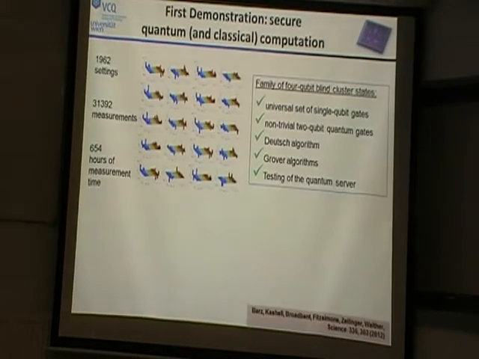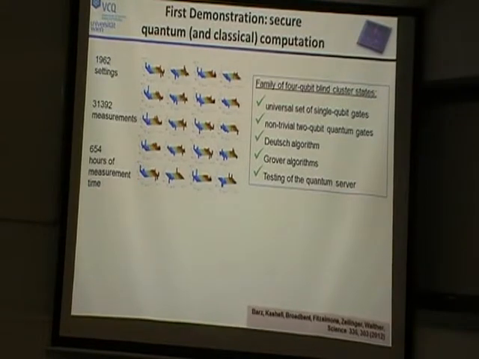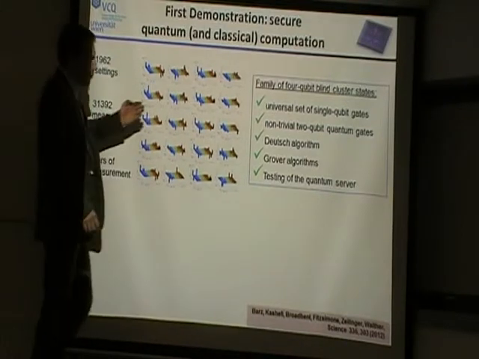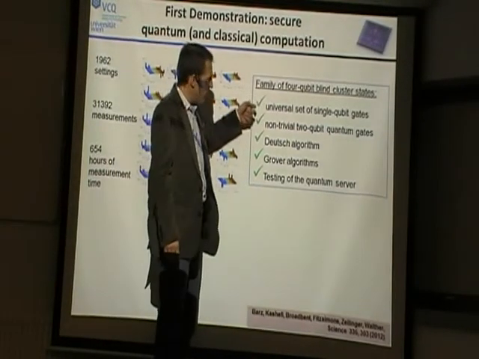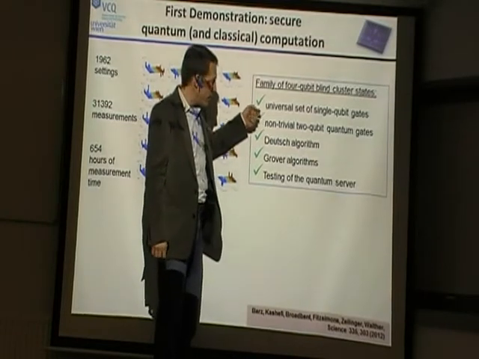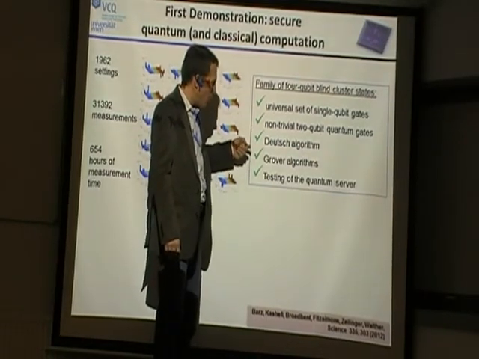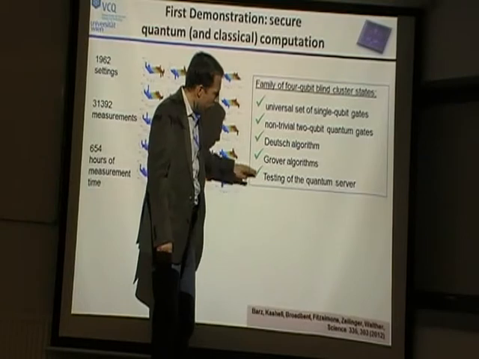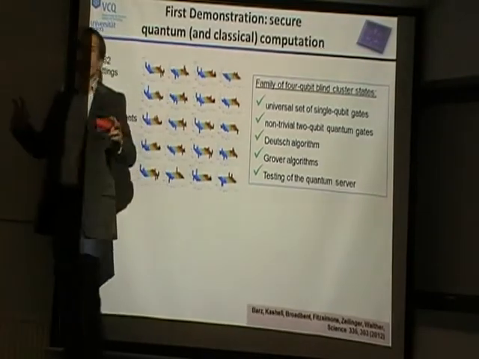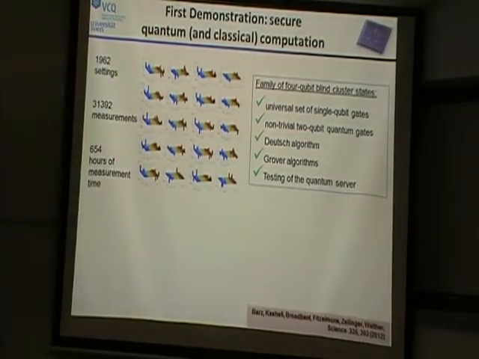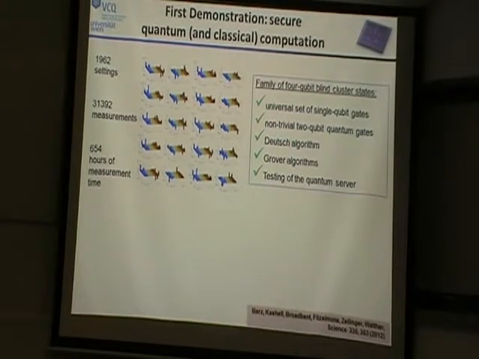But the nice thing here was that with such a small 4-qubit computer, we could already implement a variety of different operations. We could achieve in a blind fashion universal single-qubit gates, non-trivial 2-qubit gates, entangling gates, and implement the Deutsch algorithm, Grover's algorithm, and even do some little testing of the quantum server, checking if its results are consistent with quantum mechanics, or slightly probing whether it's cheating or not.